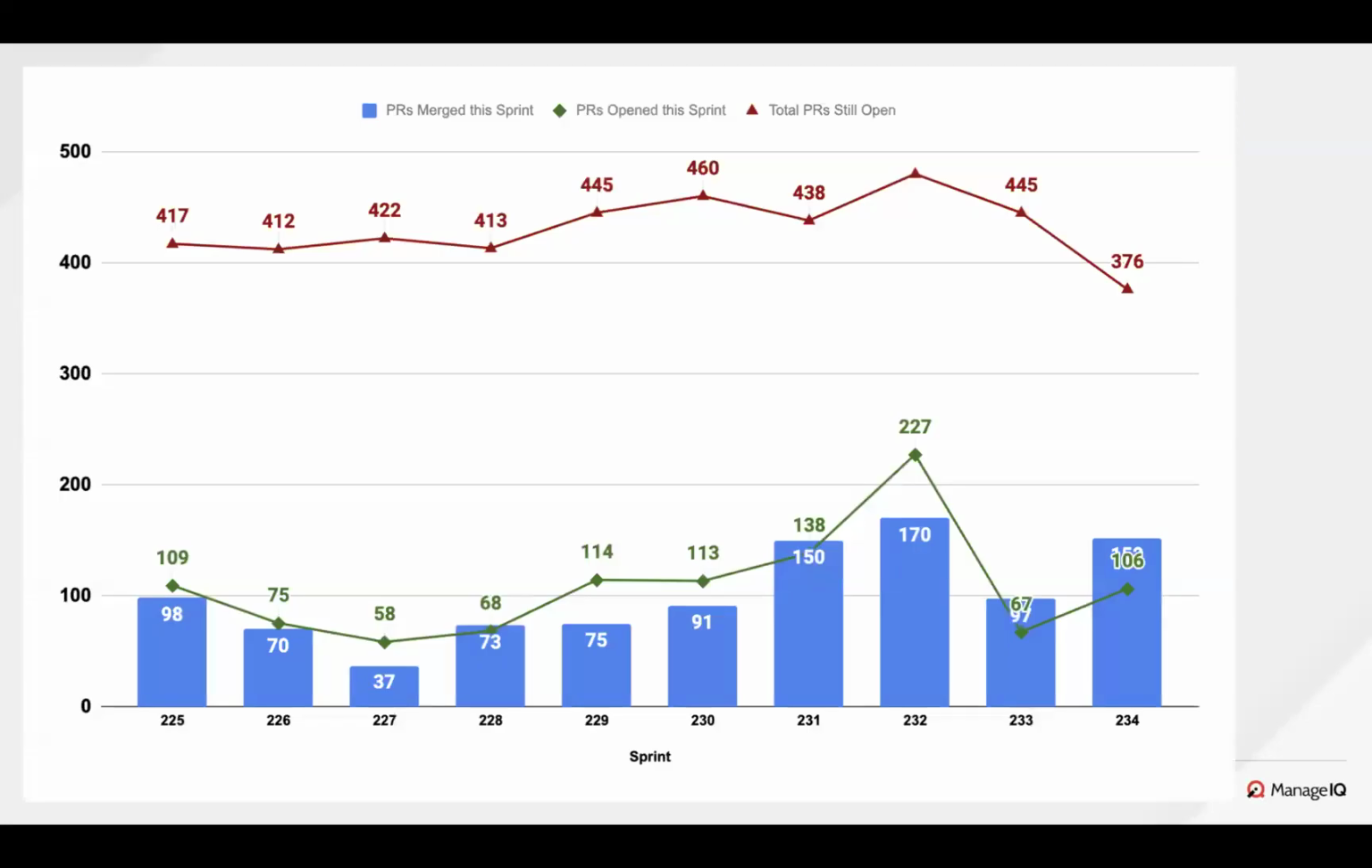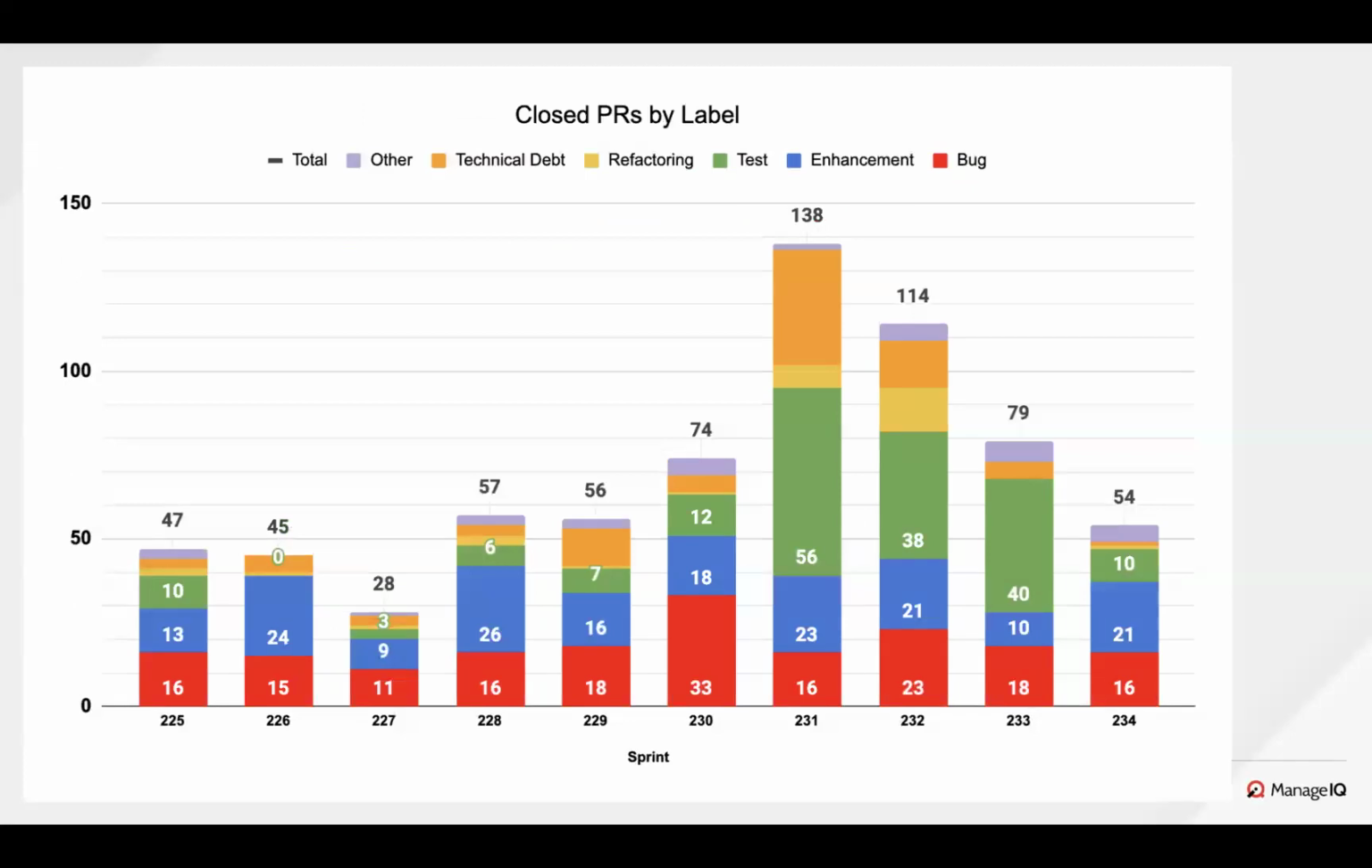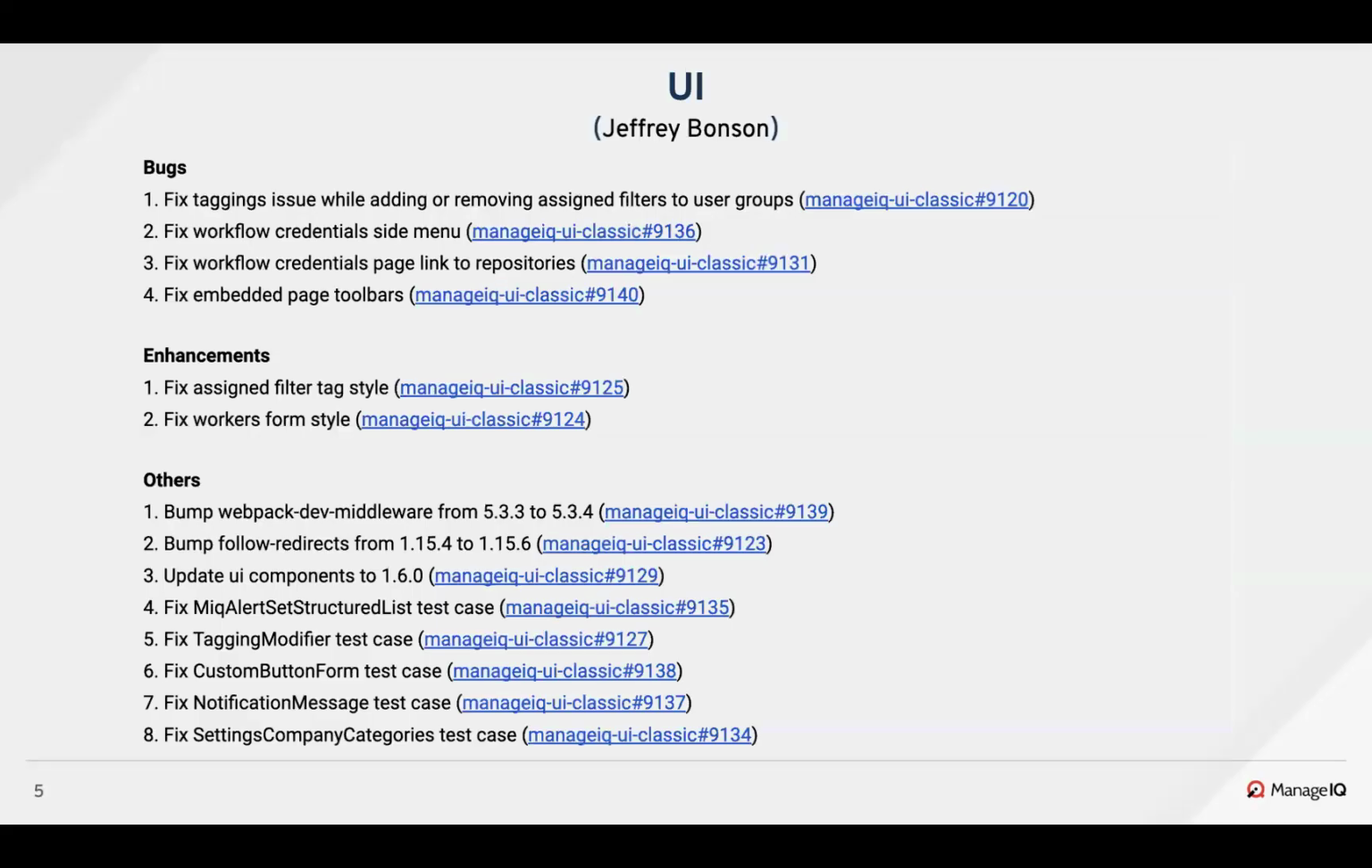As you can see, well, maybe you can't see, there were 153 PRs merged this sprint with a healthy mix of enhancements and bugs. And over to Jeffrey on the UI.